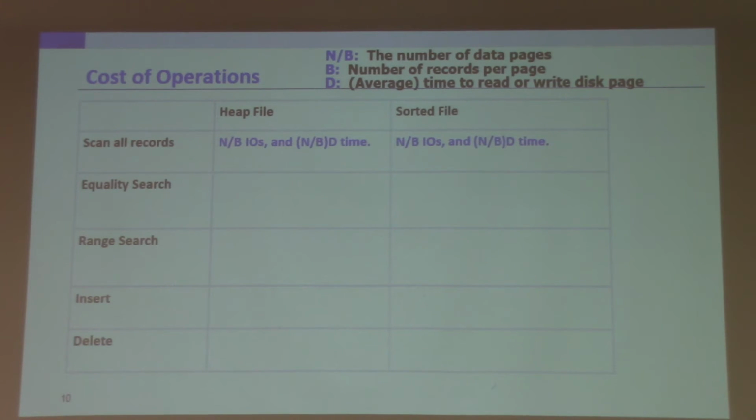What about equality search? What's the value for a heap file? Can someone tell me? You're trying to find a record. Let's say, give me the student record with student ID equal to 1, 2, 3, 4. What is the cost if you try to do this over a heap file organization? How do you find the record with student ID 1, 2, 3, 4? In other words, I'm doing this query.